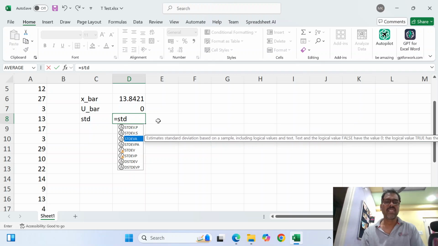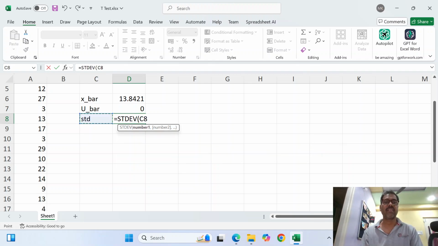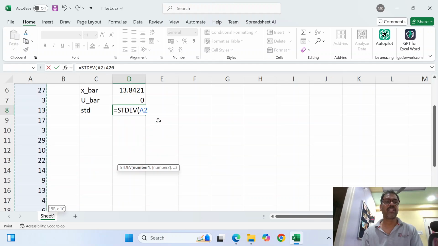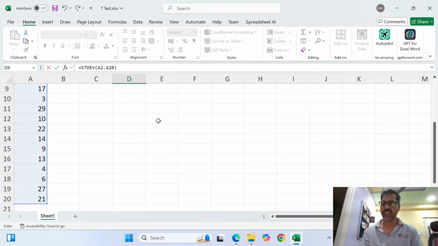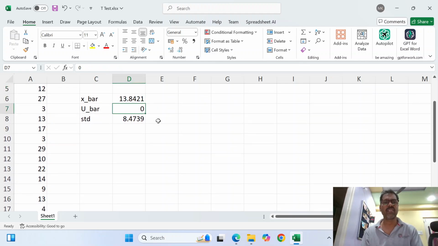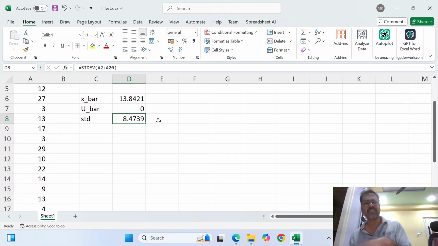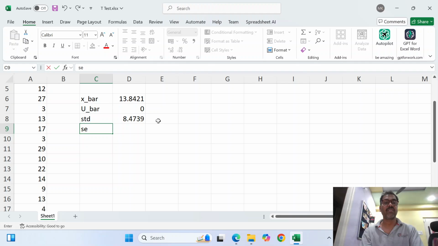STDEV. You can take STDEV.S, it doesn't matter, or the standard STDEV, and just calculate. S stands for sample, P stands for population. If you are interested in calculating the statistic for a sample, you can go for S. If you want to do it for the population, you can go for P, which I don't want to cover in this video. Now, what is standard error?